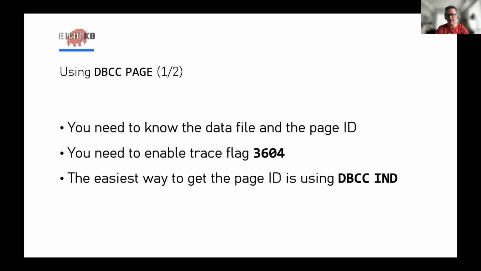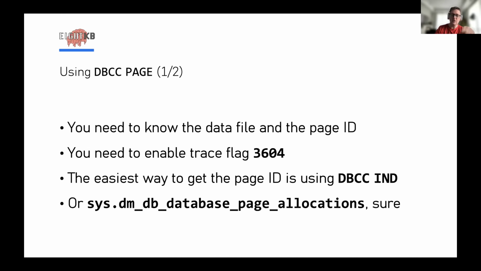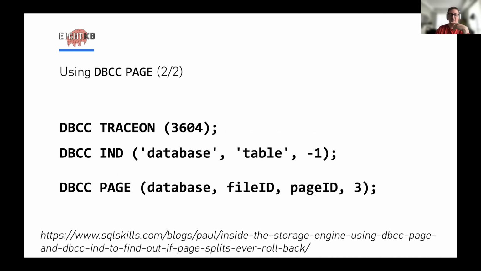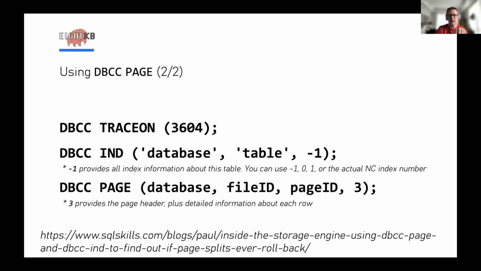And the best way to get the page ID is using DBCC IND, which stands for index. DBCC PAGE and DBCC IND are undocumented because they may change, but it doesn't mean we can't use them. You could use the sys.dm_db_database_page_allocations to get the page ID as well. But if you know how to use DBCC IND, just keep using that because it's a lot easier. Turn on trace flag 3604, go and get the index information and then get the page ID out of that.